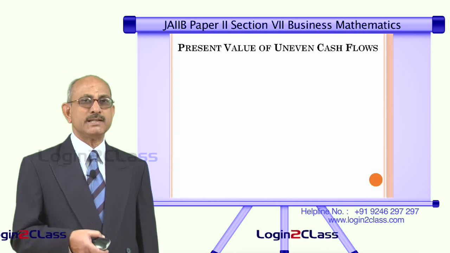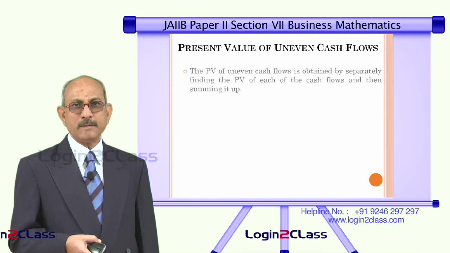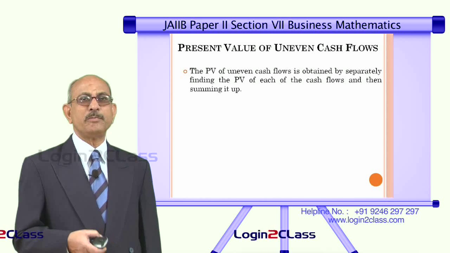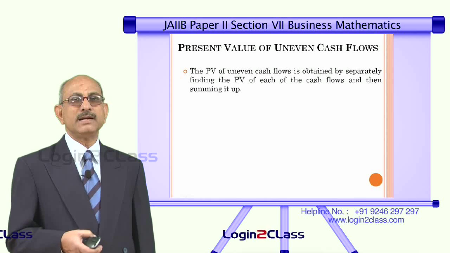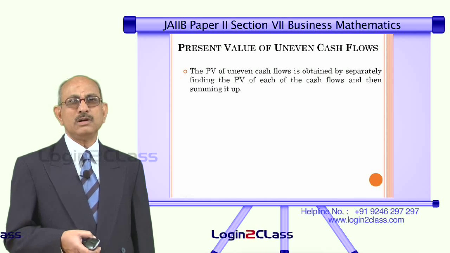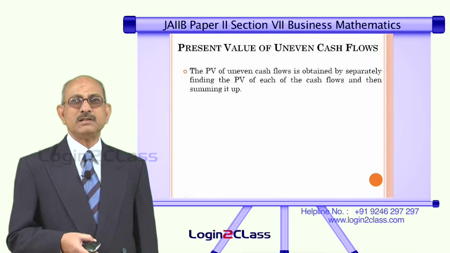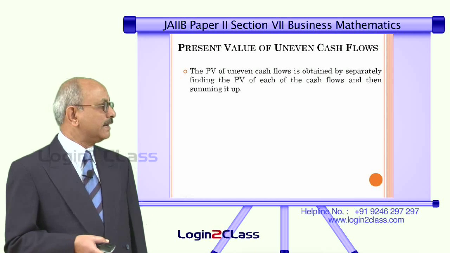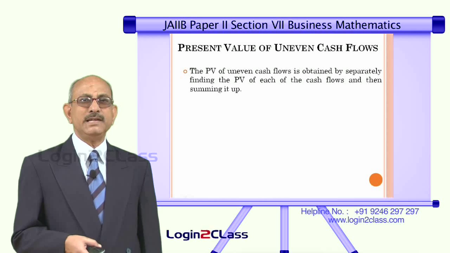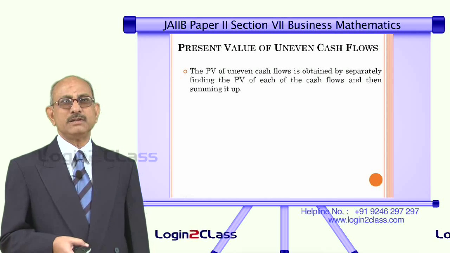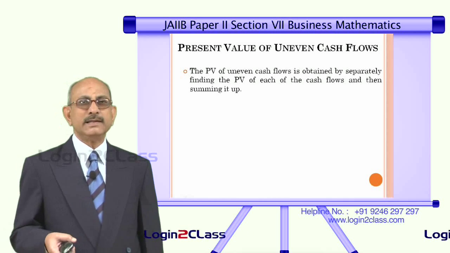That means cash flows are there at different intervals, but the amount which you are receiving or paying is not the same. That means there are different amounts coming into or going out of the entity. So, in such a case, you have to calculate the present value. That is done by calculating the present value of each cash flow separately by using the formula for the single cash flow, then adding up together.